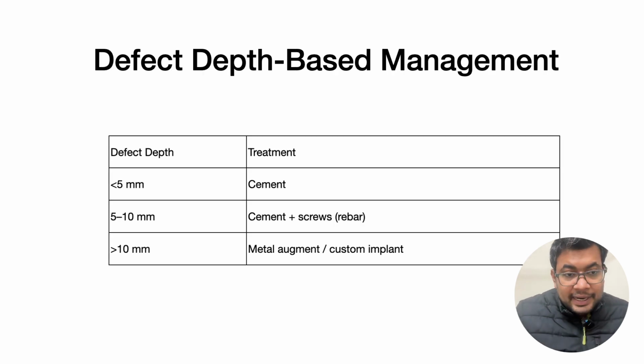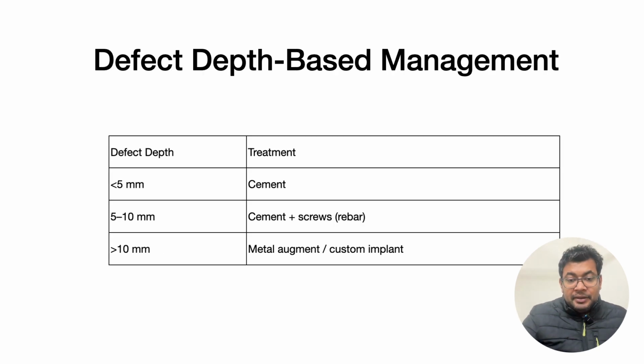Now let's look at the defect management. If there is a bone defect which is less than 5 mm, then we can definitely cover it with cement. If the defect is 5 to 10 mm, then we may have to use screws like malleolar screws and cover it with cement and manage the defect.